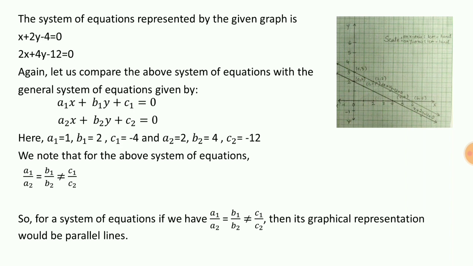What is a1 upon a2? It is 1 upon 2. b1 upon b2? 2 upon 4, that is again 1 upon 2. But c1 upon c2 is minus 4 by minus 12, which is 1 upon 3. So clearly we have a1 upon a2 equal to b1 upon b2, but not equal to c1 upon c2. And we are having the representation as parallel lines. So clearly we have seen the condition that if for two equations a1 upon a2 is equal to b1 upon b2 but not equal to c1 upon c2, then its graphical representation would be parallel lines.